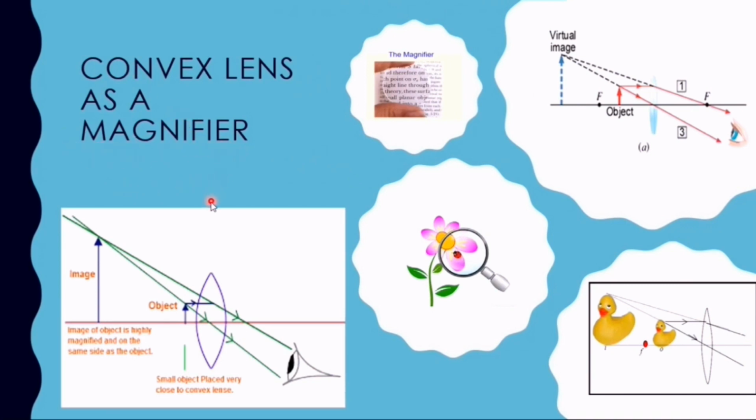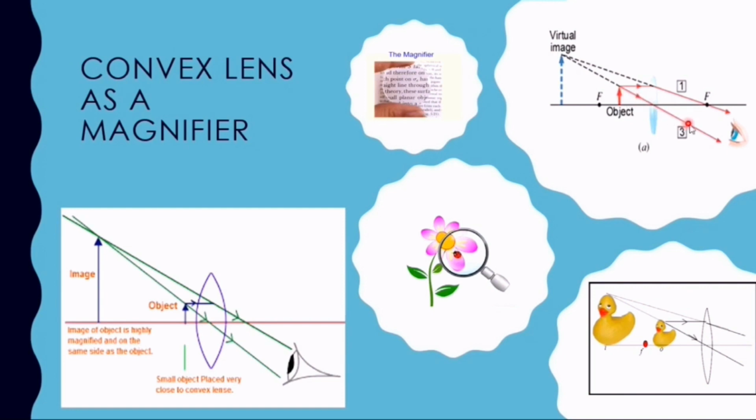When we use convex lens as a magnifier, we need to place a small object very close to the lens or between the optical center and the principal focus of the lens. Now we will consider two rays coming from the object. First ray, that is parallel to the principal axis, after passing through the convex lens, passes through the principal focus. It converges and passes through the principal focus. The second line that passes through the optical center of the lens remains undeviated.